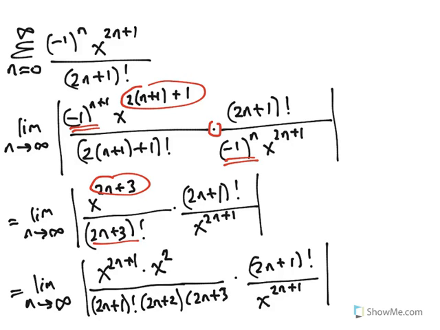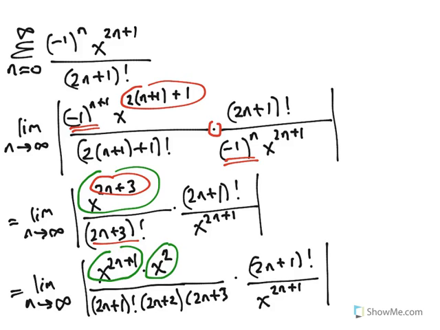I meant to say 2n plus 3, not 2 to the n plus 3. So we have x to the 2n plus 3, and in the denominator we have 2n plus 3 factorial, and we're multiplying that by 2n plus 1 factorial over x to the 2n plus 1. So, of course, you can use properties of exponents. So x to the 2n plus 3 can be written as x to the 2n plus 1 times x squared.